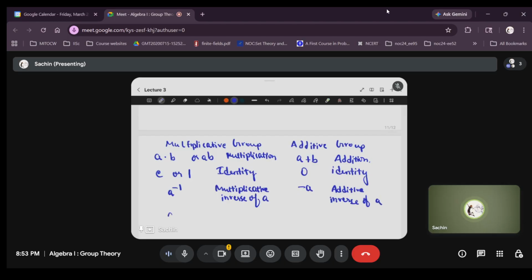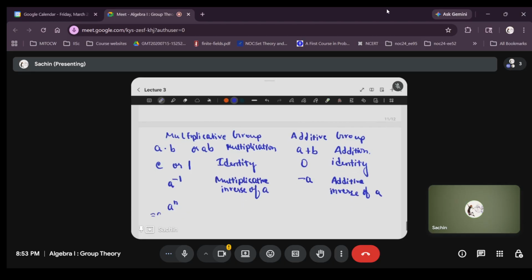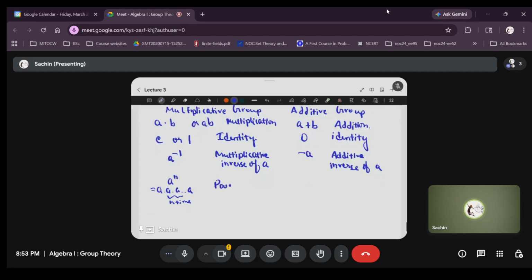Similarly, other powers also. When I write A power n, this is A into A into A, n times. Here, the notation is n times A, nA. So this dot is not the group operation. Even if I don't write the dot, this does not mean n into A as group elements. This is notation to write A plus A plus A, n times.